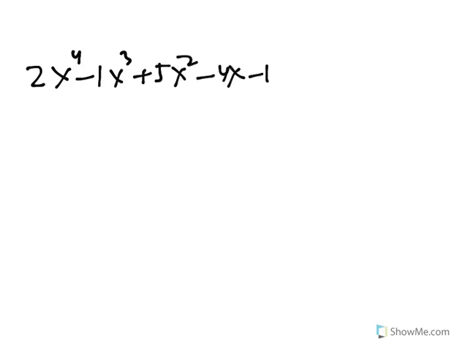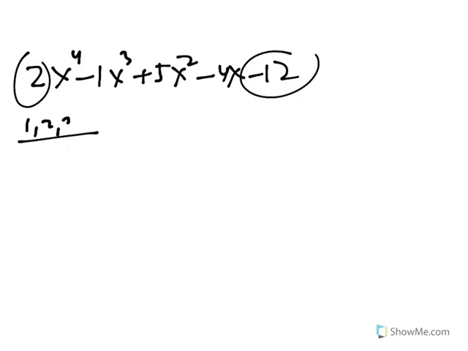Here's a fourth degree: 2x to the fourth minus 1x to the third plus 5x squared minus 4x minus 12. So there's a 2 here, minus 12 here. So the roots come from 1, 2, 3, 4, 6, 12. That's a lot of stuff. And 1 and 2 on the bottom. So a lot of possibilities.